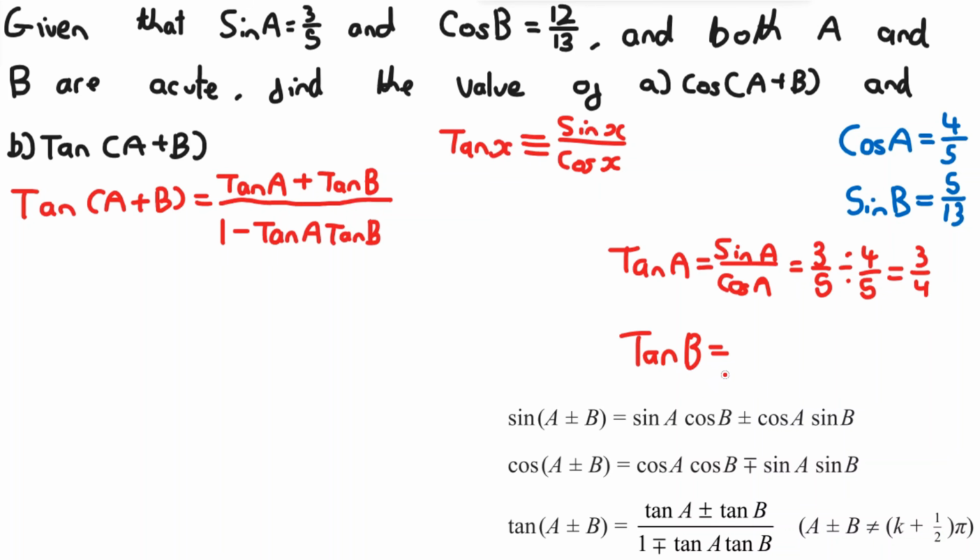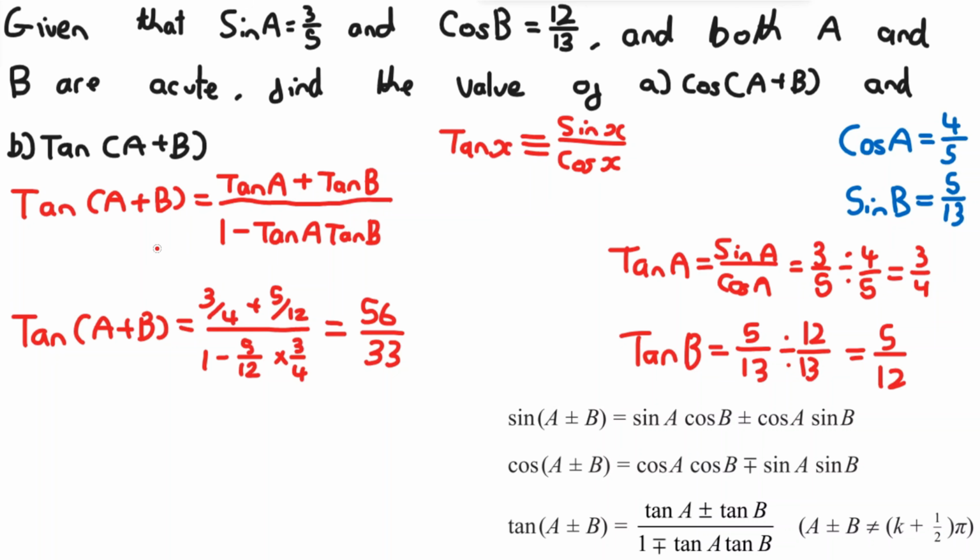B divided by cos B. So it's going to be sin B, which is 5 over 13, which we figured out in part A, and this is divided by cos B, which is 12 over 13 up here, and then if you figure this out, this is equal to 5 over 12. So therefore, in order to figure out tan of A plus B, we'll just sub these values into the formula of tan A and tan B like we've done here, and it gives out a value of 56 over 33.